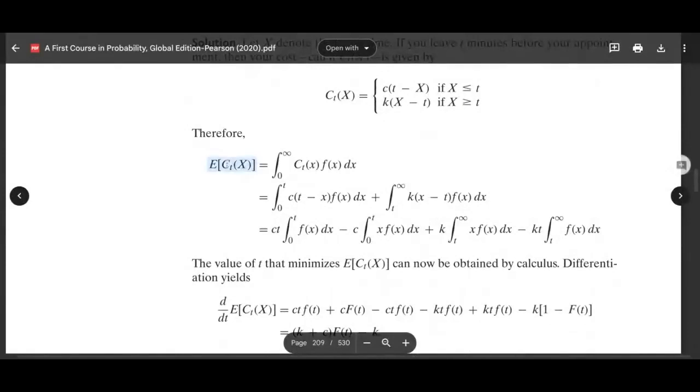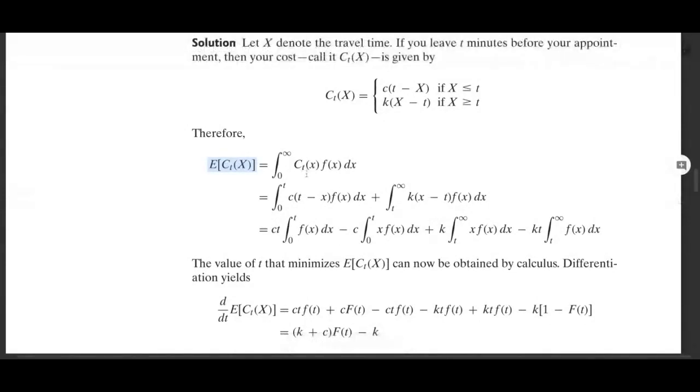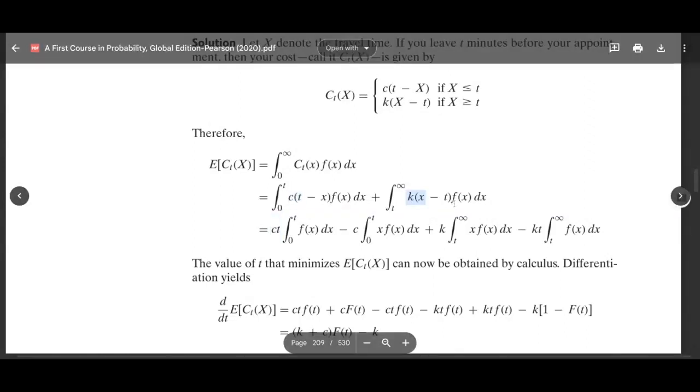So therefore, the expected value of this has two parts. From 0 to t, that's C times t minus X times the density function. Then from t to infinity, that's K times X minus t times the probability density function. So we can do a little bit of calculation. We can factor out Ct, because Ct is just some number, and also we can factor out Kt.